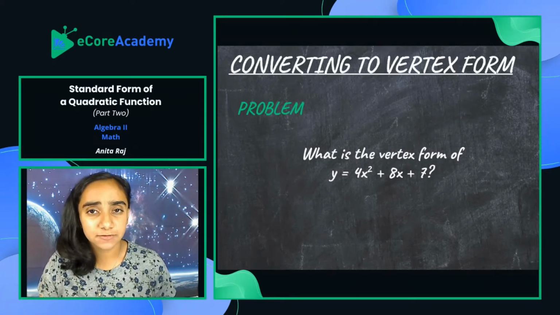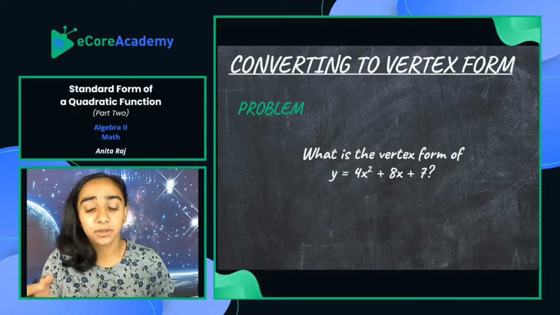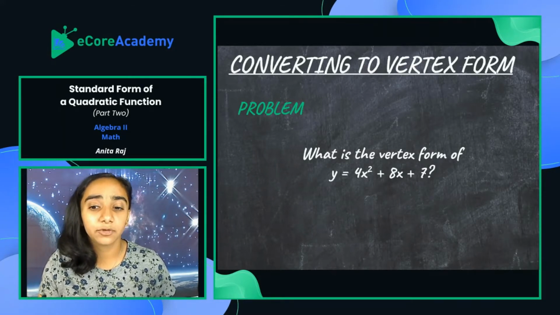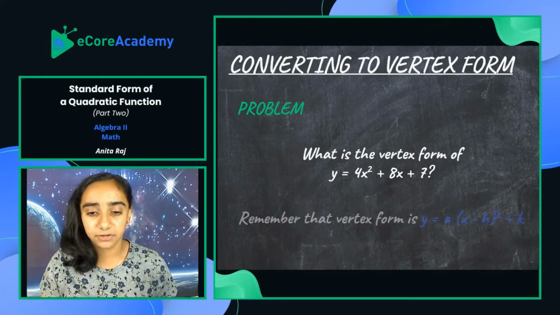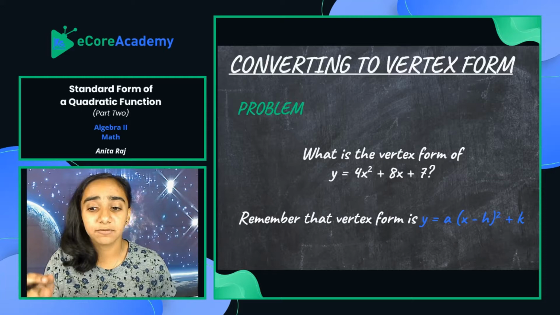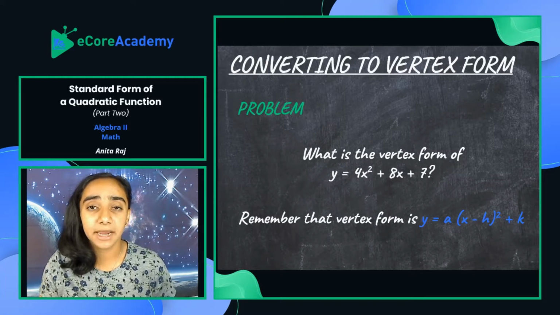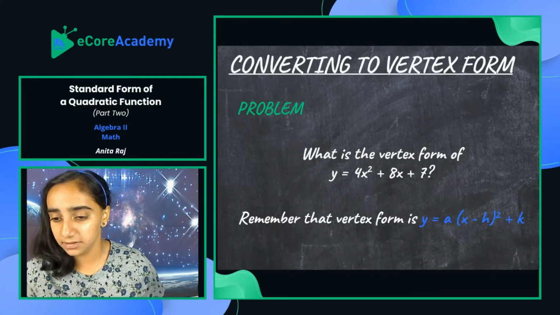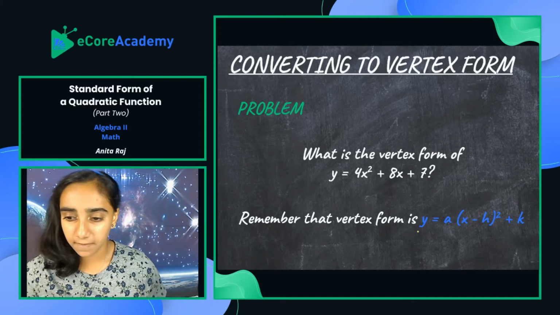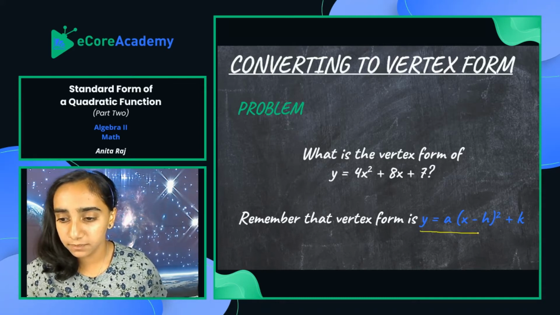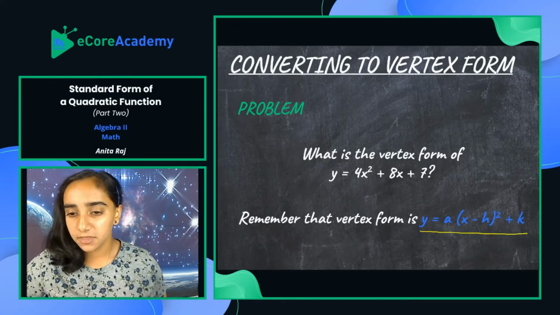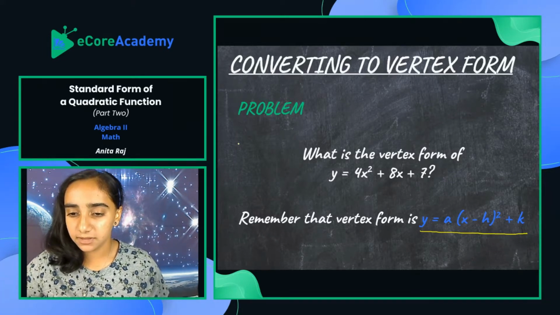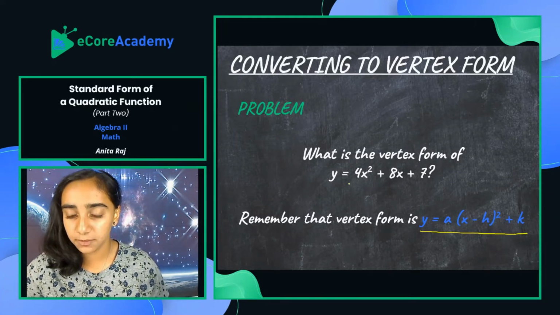What is the vertex form of the quadratic function, which is written in standard form, y equals 4x squared plus 8x plus 7? Right underneath this, I've given you a reminder that vertex form is y equals a times the quantity x minus h squared plus k. So this is vertex form. Let me just underline this. This is vertex form.